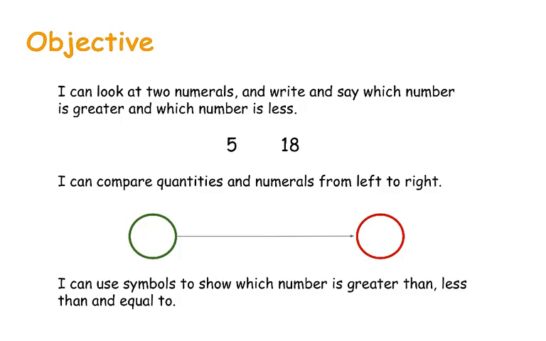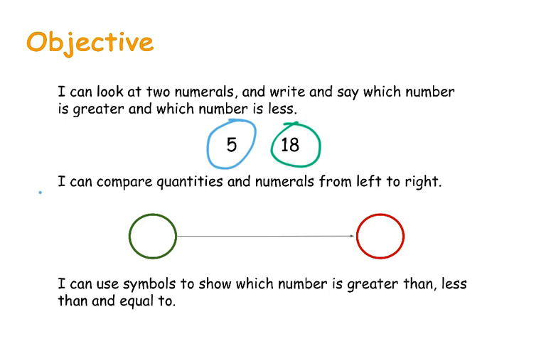Our objectives. So we have 3 objectives today, and we're kind of working on these objectives tomorrow as well. So this is what this week is all about. Our first objective is I can look at 2 numbers and write and say which number is greater, which number is less. So we can look at 5 and 18 and say 18 is greater and 5 is less than.